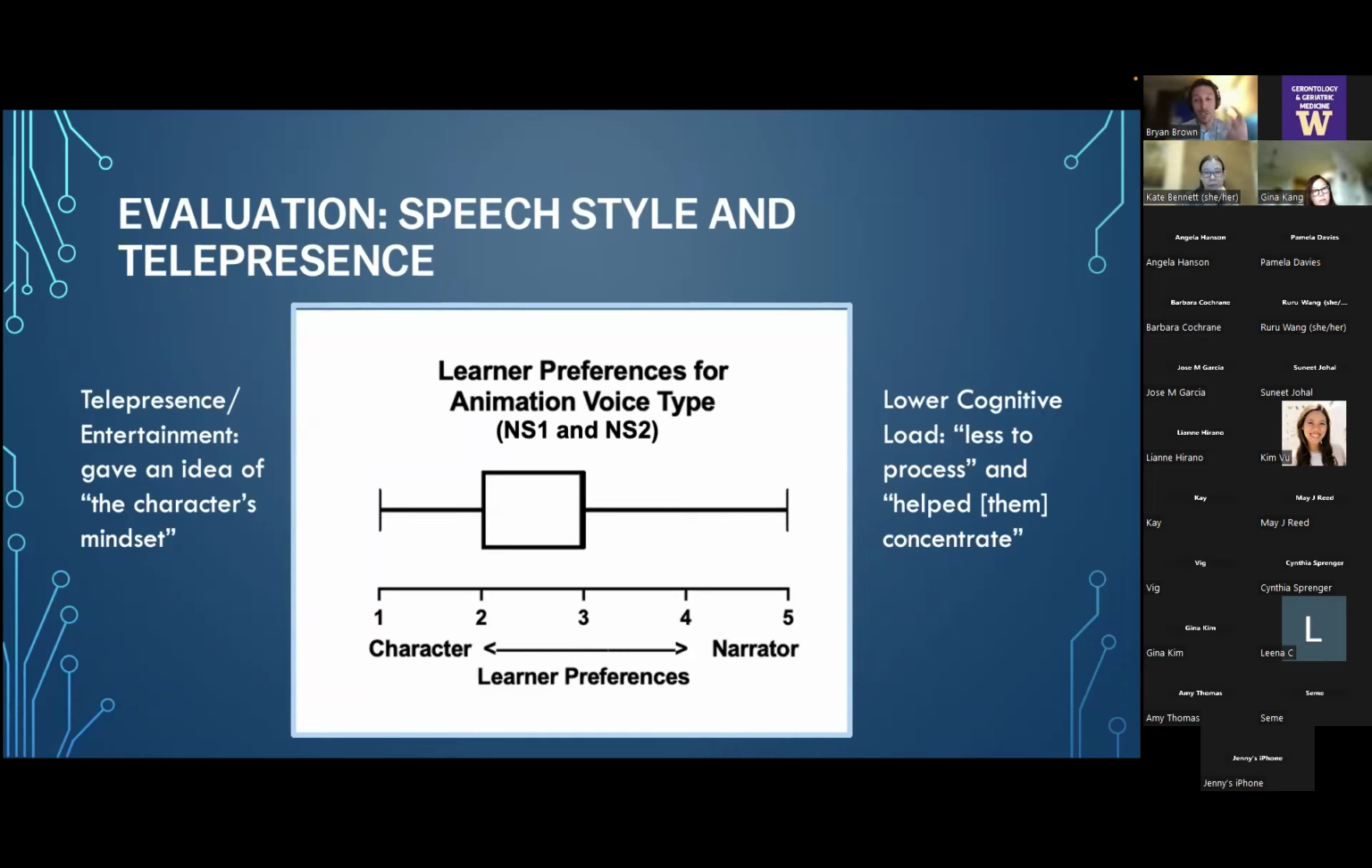So if people were more of a struggling learner, maybe they wanted the really straight, cut and dry narrator, but people who were a little higher level probably could handle the character to kind of keep them awake and engaged. So it's really interesting. There was kind of a diverse preference there.